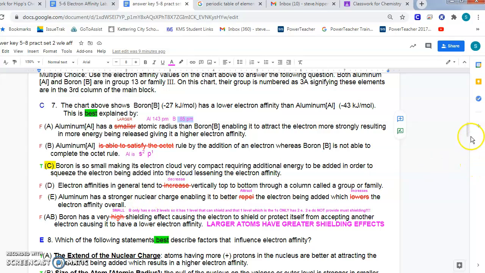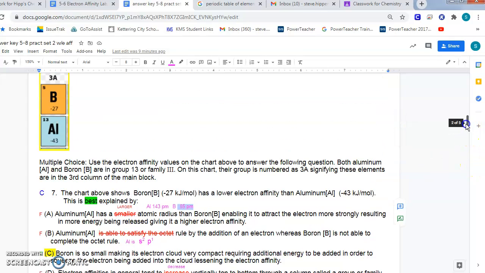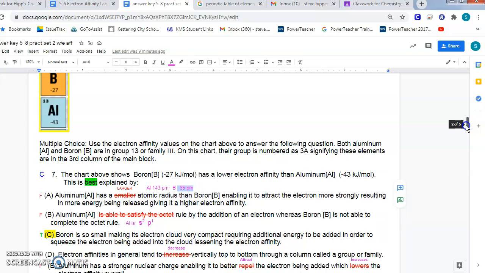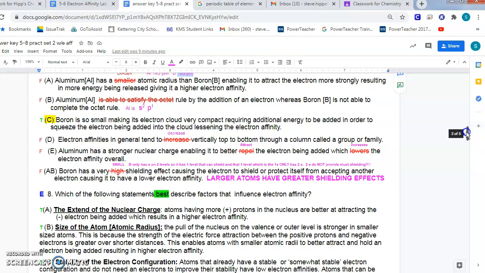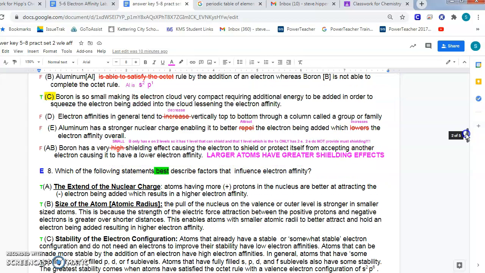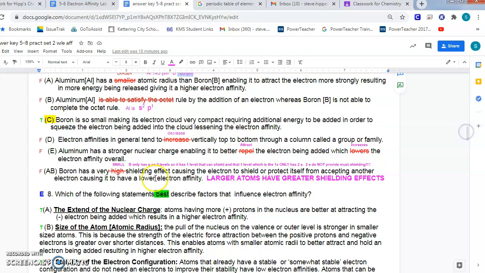Letter E, aluminum has a stronger nuclear charge. That's true. Aluminum's nuclear charge would be 13. Boron's is only 5. Aluminum has 13 protons. Boron has 5. So those 13 protons give aluminum a stronger nuclear charge. What does that mean? The stronger the nuclear charge, it might be able to attract the electrons better. So let's see.